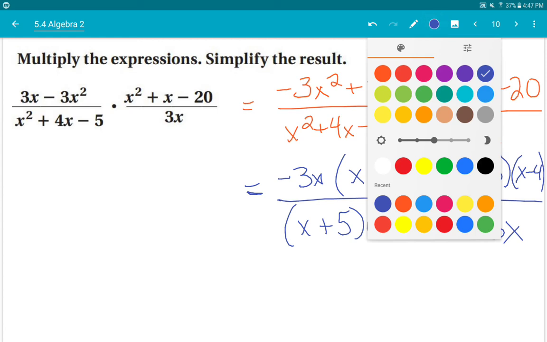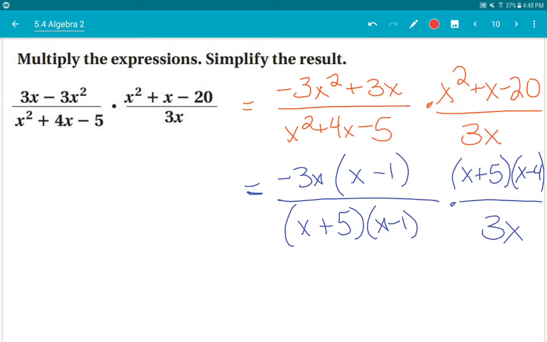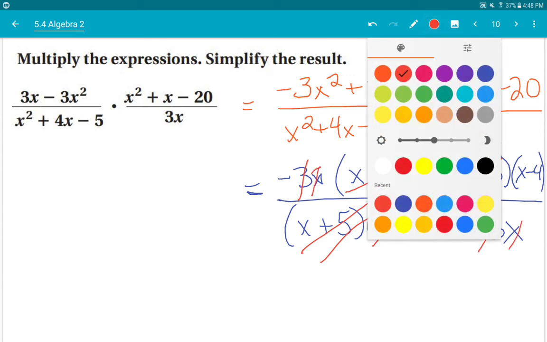So what's going to cancel out here? Now this is the fun part. We've got x minus 1s here and here. We have x plus 5s here and here. And then we have a 3 and an x. Notice the negative sign still stays in the numerator.